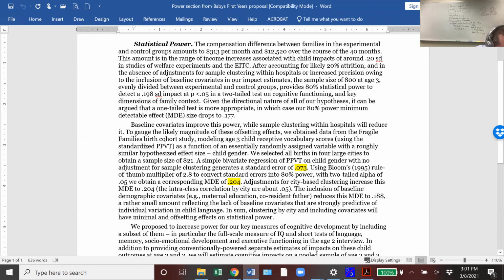This is the Peabody Picture Vocabulary Test, as a function of an essentially randomly designed variable, child gender. We're not interested in the coefficient, we're interested in the standard error. So from Fragile Families, we selected all births in 4 large cities to obtain a sample size of 821.